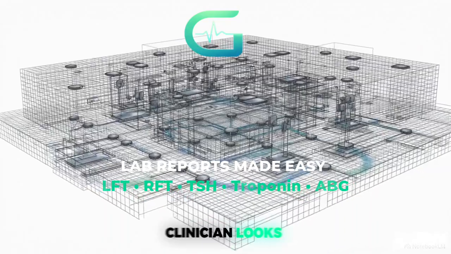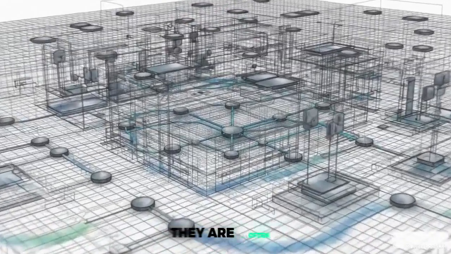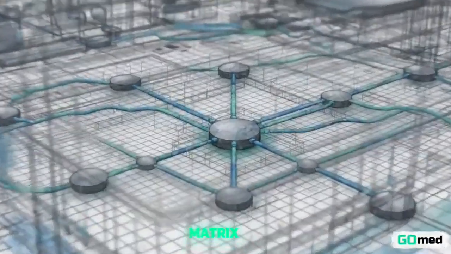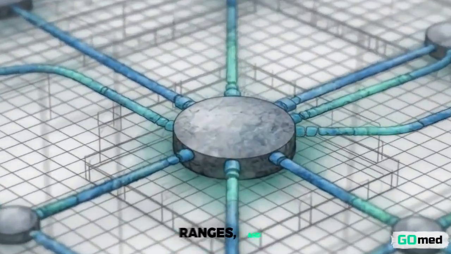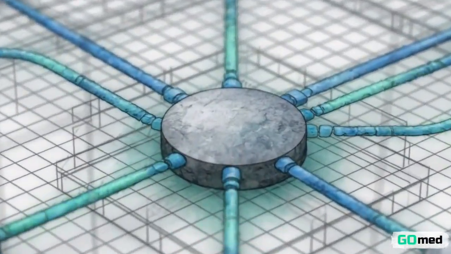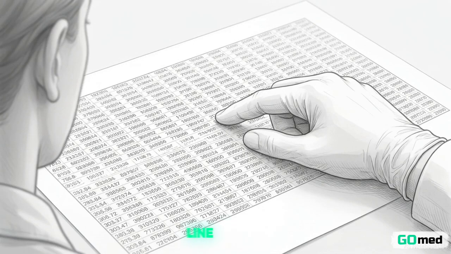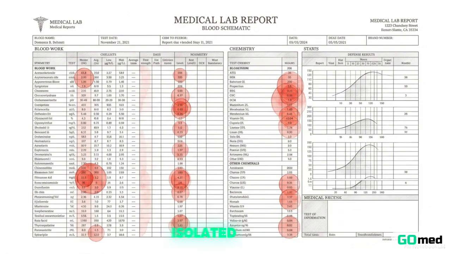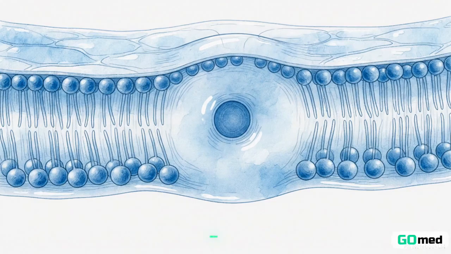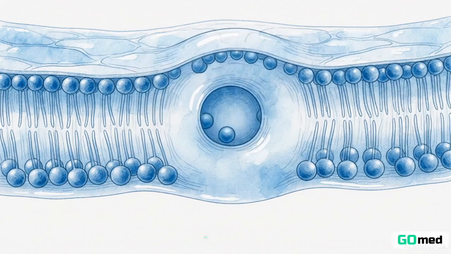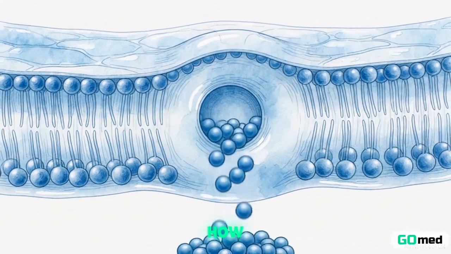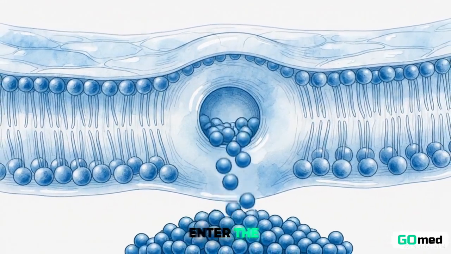When a clinician looks at a raw lab report, they are often confronted by a chaotic matrix of numbers, reference ranges, and isolated red flags. The instinct to memorize these values line by line is a tactical error. Without context, these isolated data points remain noise rather than information. Interpretation begins by understanding the predictable cellular logic that dictates how and why these biomarkers enter the serum.